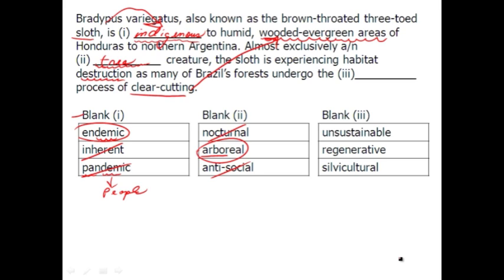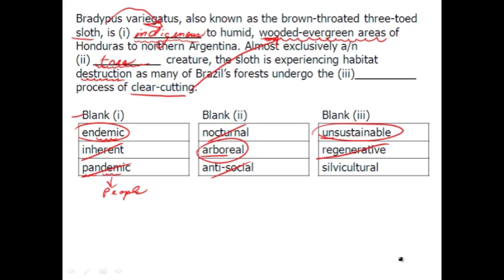So is it a sustainable process if it's killing all these animals or at least destroying their habitats? And the answer is it's not sustainable. Therefore, it is unsustainable. So that definitely works. Regenerative implies that it's growing things again and it's knocking down or killing all these trees, so it's anything but regenerative.